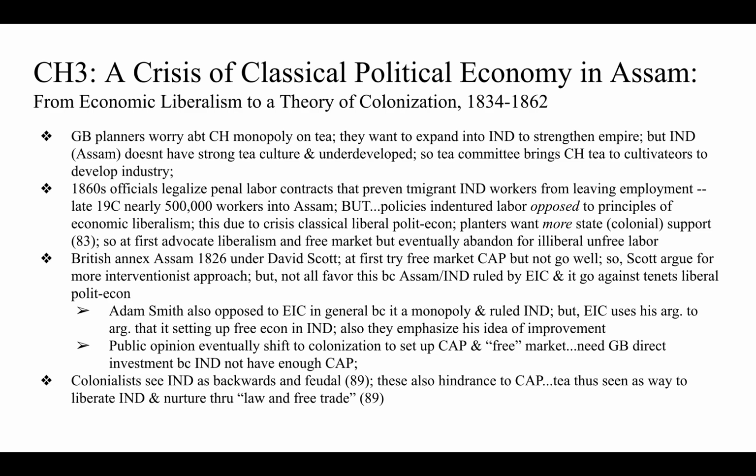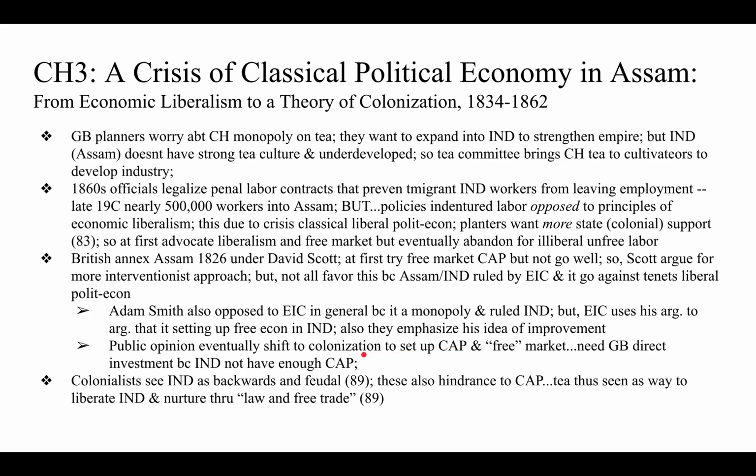And Adam Smith, for example, too, was opposed to the East India Company in general because it was a monopoly and it ruled India. But the East India Company used his arguments to argue that it was setting up a, quote, free economy in India. Also, they emphasized his idea of improvement. So these different groups are using these kind of ideas of economic liberalism in different ways.